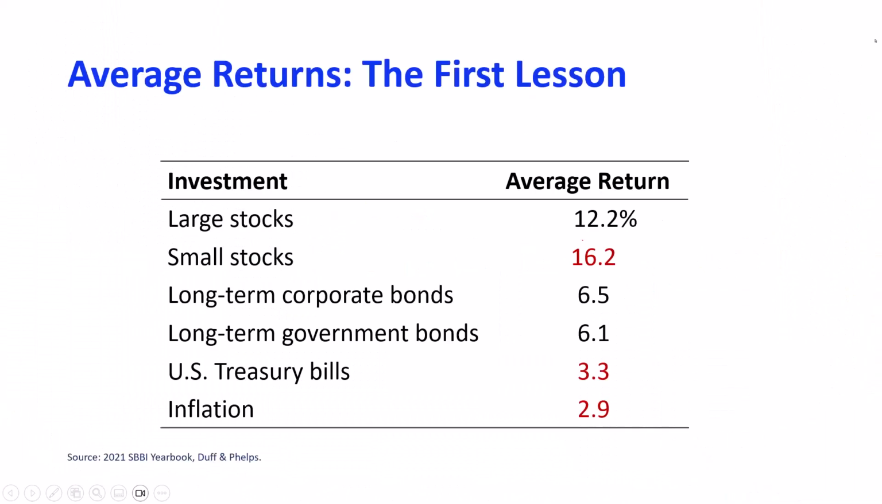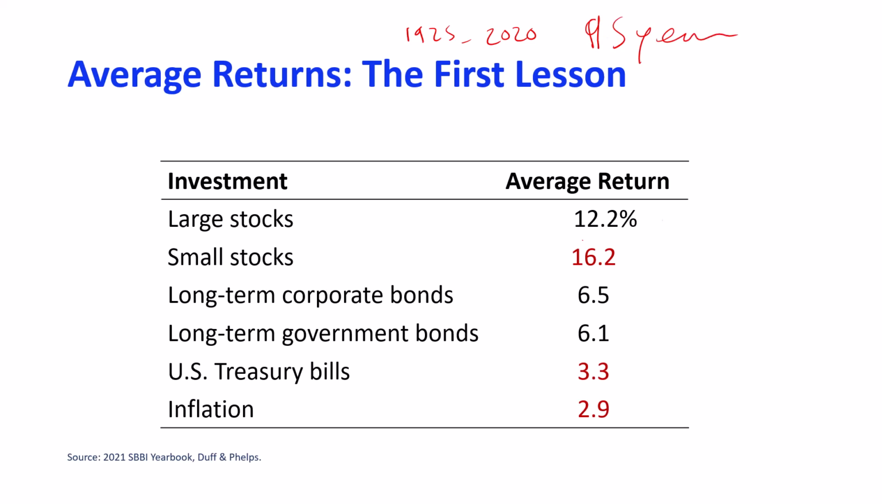This table shows the average returns for different asset classes that we saw in the previous video. So we have large company stocks, small company stocks, long-term corporate and long-term government bonds, plus the US Treasury bills along with the inflation. The way we calculate this data is for 1925 to 2020, for basically a 95-year period.